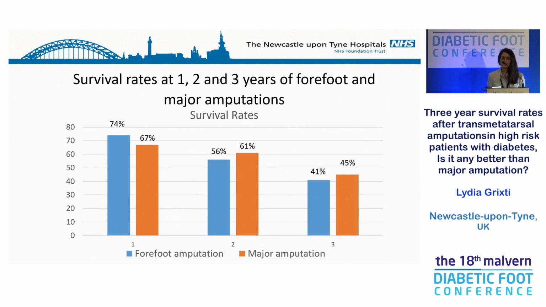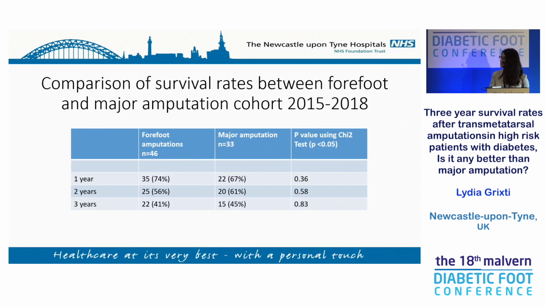So as I said, we could compare our data with major amputations happening in our same regional center, and we saw that the percentages were actually quite similar to each other. In fact, we compared the 2 groups with a chi-square test, and indeed there was no statistically significant difference between forefoot amputations and major amputations in our center.